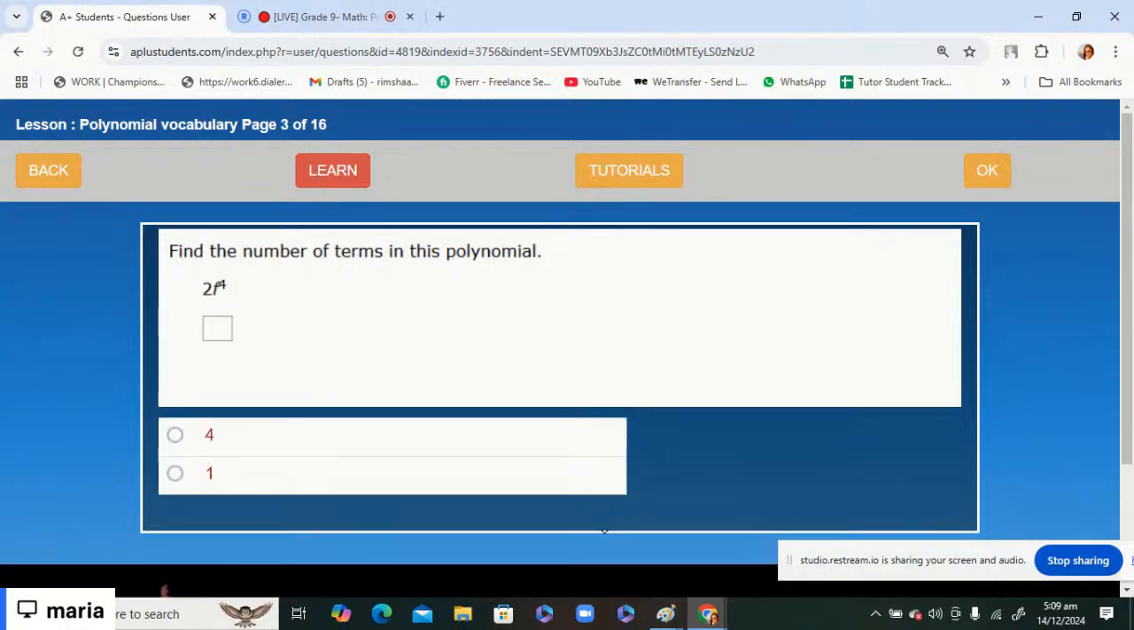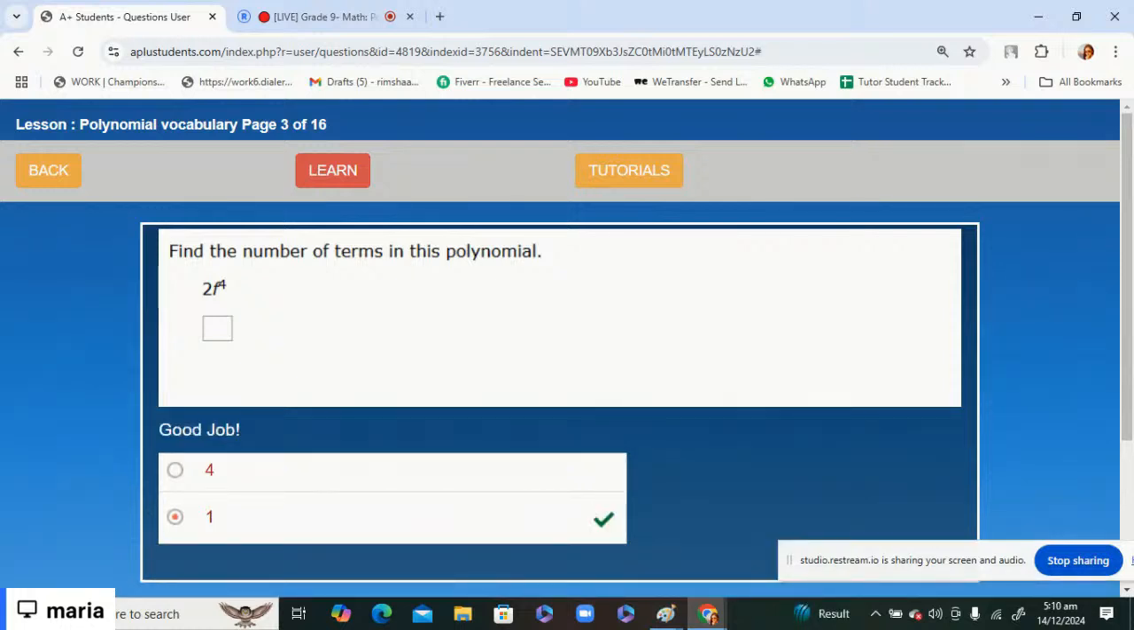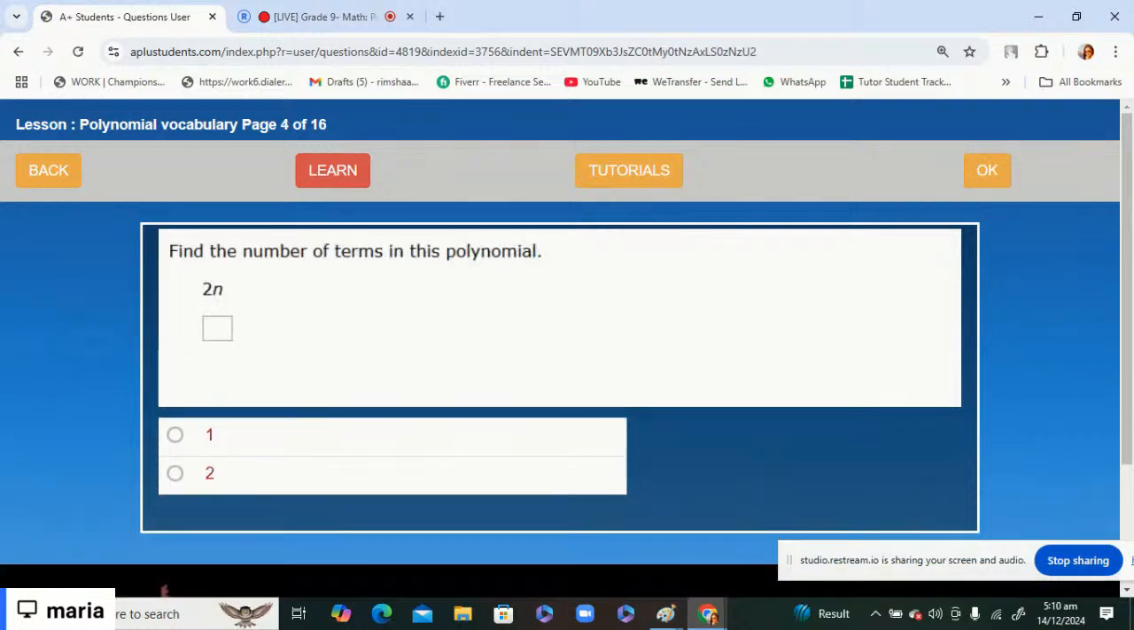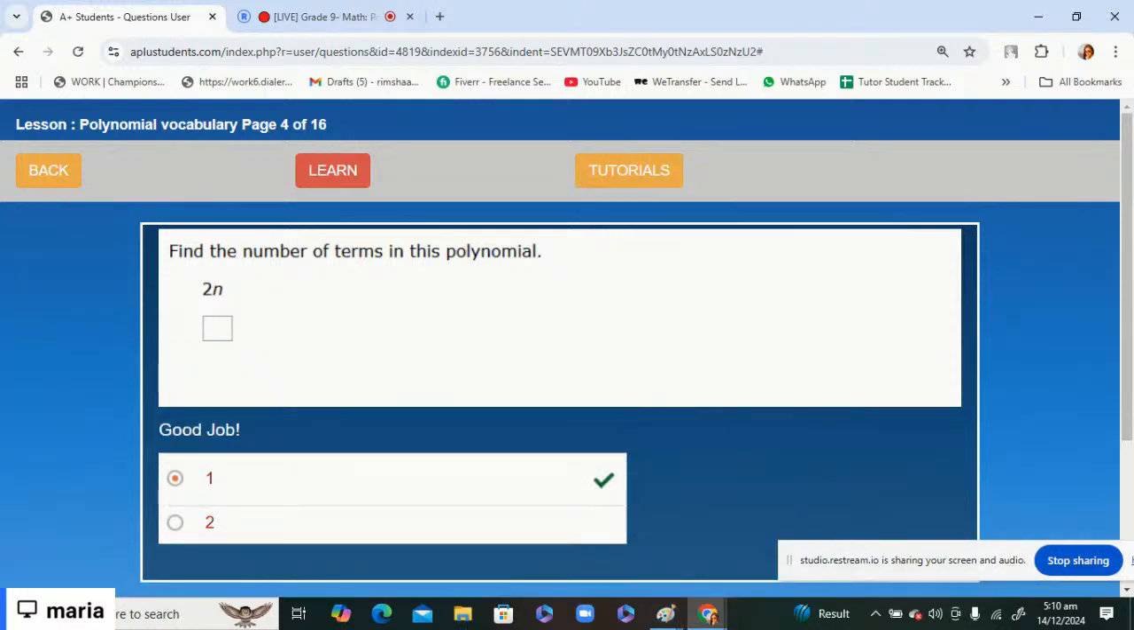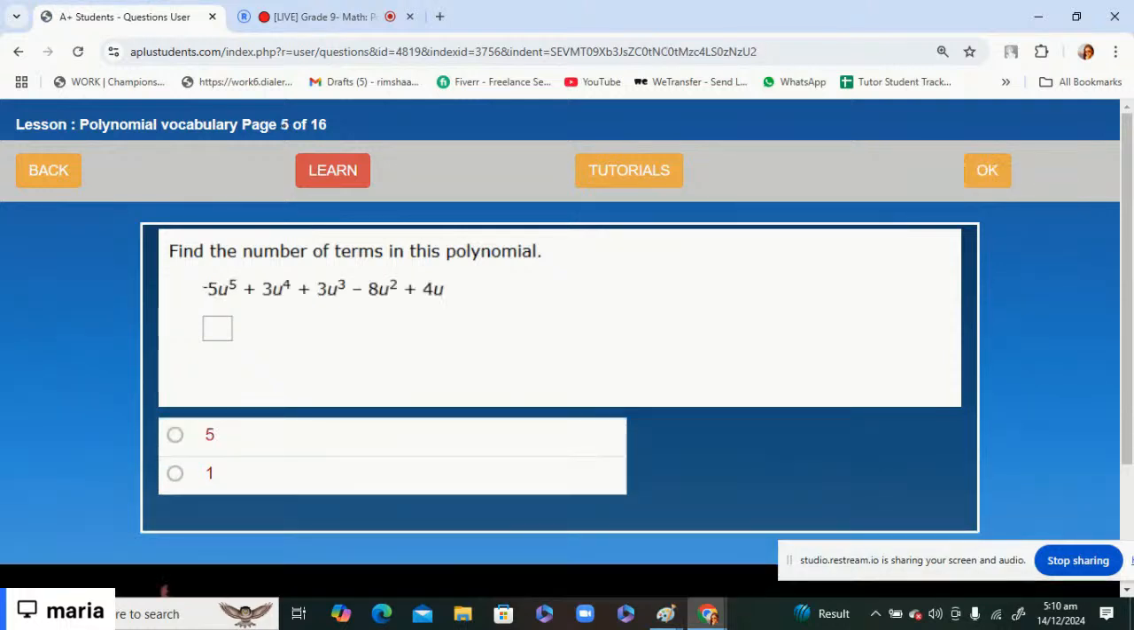Find the number of terms in this polynomial. This is again only 1. Find the number of terms. This is 1. That is only 2n. Then find the number of terms in it. Let's count the number of terms. It's 1, 2, 3, 4, and 5. So it's 5.